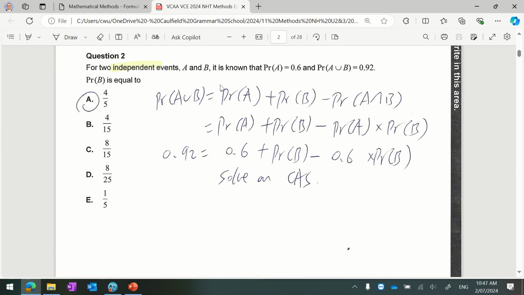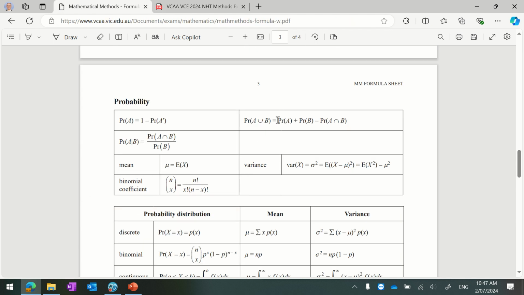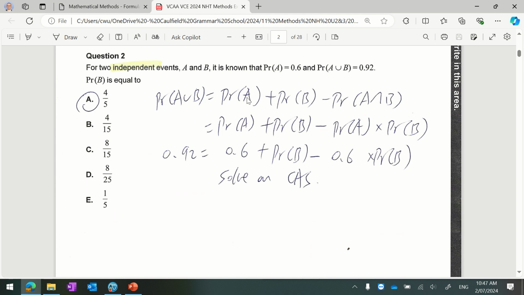Question 2 is a probability one. 2 events are independent, and it gives you the probability of A, the probability of A union B, and you need to find the probability of B. First we have the addition rule. Is it in the formula sheet? Yeah, it's right here. Anytime you see union, you can start to write this rule down. So A union B is A plus B minus A intersect B. We know the union probability, we know the A probability, and we're looking for the probability of B.